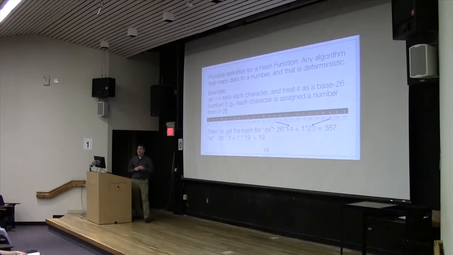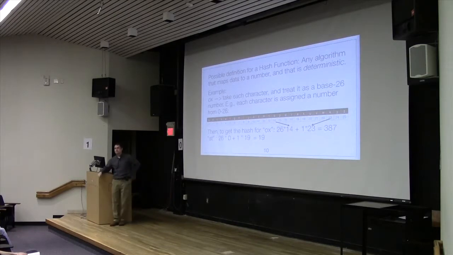There's the string that determines the number, not a number that determines the string. The string determines the number. In this case, yes, the function you apply on the string gives you this number out. For "ox" it happens to be 387. For "at", it happens to be 19. Make sense? Good.